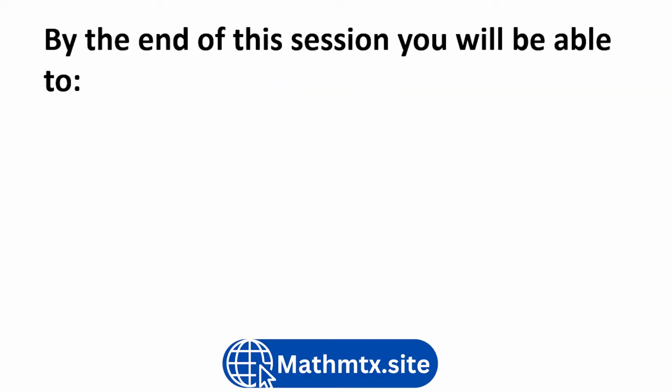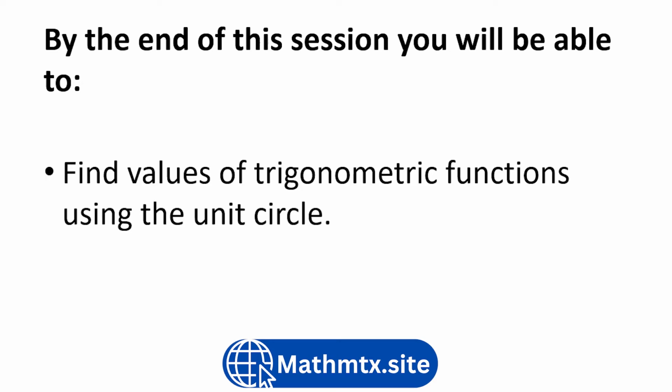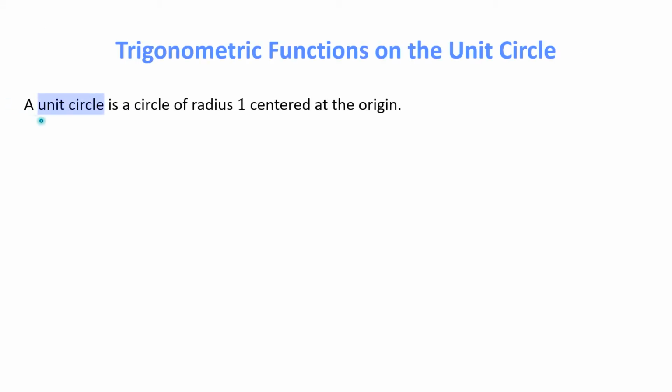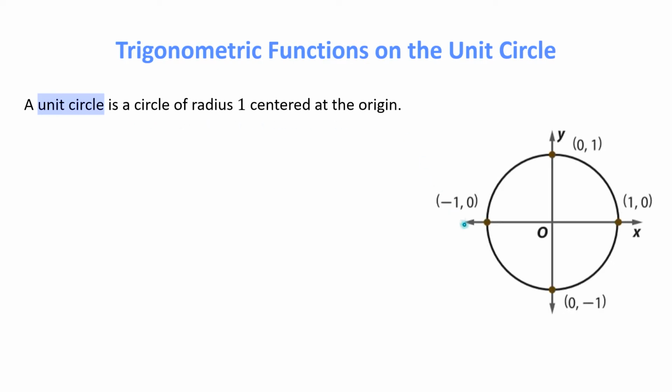And the lesson objectives. By the end of this session, you will be able to find values of trigonometric functions using the unit circle. Let's begin. A unit circle is a circle of radius 1 centered at the origin. So here we have a circle where the center is the point 0, 0, so the origin, and the radius is 1. So this is indeed a unit circle.